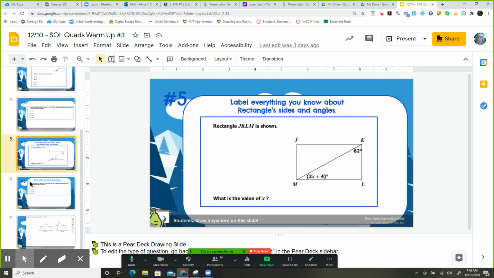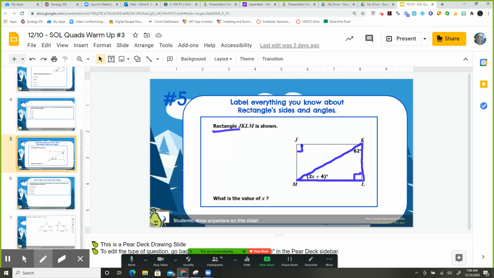What's the trick for number 5? Number 5 on the face of it looks a little tricky, but then you get into it and it's pretty straightforward. What do I have to know about a rectangle? Absolutely. All of those angles are right angles. So if I know it's a rectangle, then I know it has right angles, right? So what's the value of x? So x is an angle. What do I know about this triangle? It is a right angle.